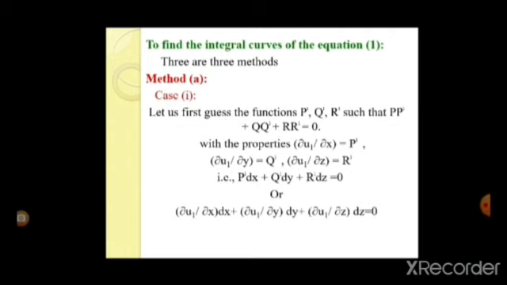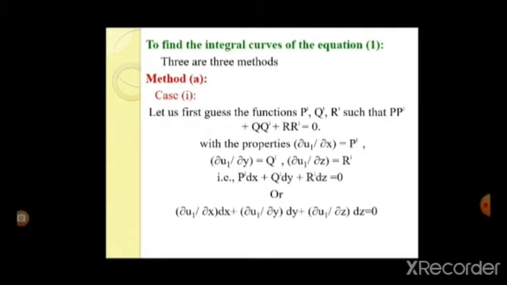Coming to the next one, to find the integral curves of equation 1. While finding the general solution of equation 1, we have 3 methods here. Let us see the first method here, method A. In that we have 3 cases. Coming to case 1, let us first discuss the functions. That means, guess the functions.